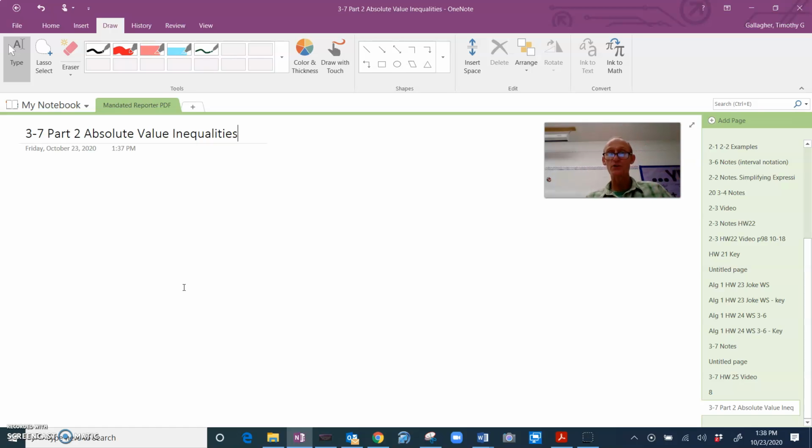I gotta be careful. Part 2, 3-7, and this is absolute value inequalities. So, what's an absolute value inequality?